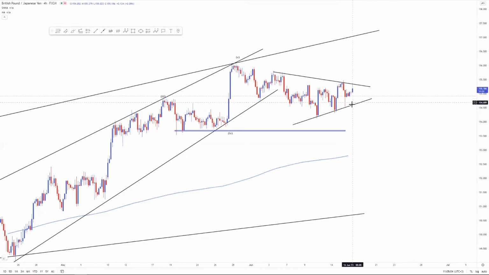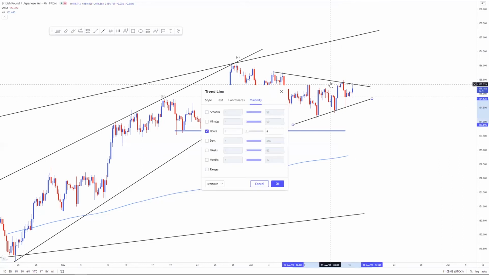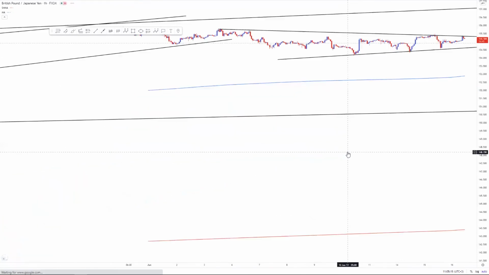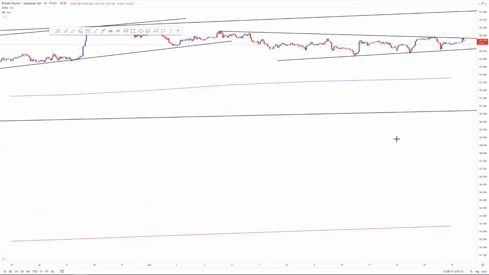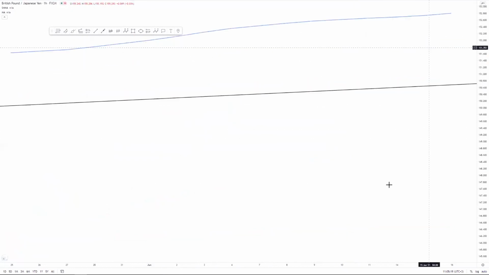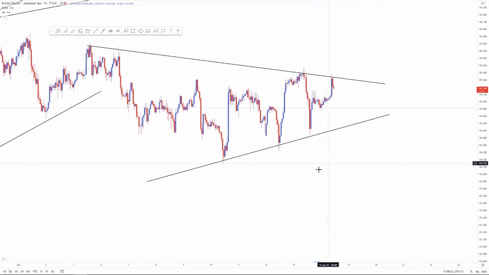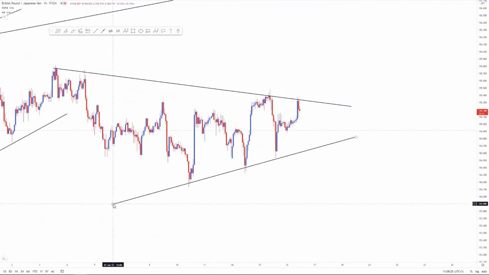Okay, let me see. Is this on the 1 hour? Let me put it on the 1 hour. Let's look at it on the 1 hour. I think we'll see a much clearer triangle. Yeah, so there we go. Quite a clean triangle. So pay attention to this. Just putting it right now.